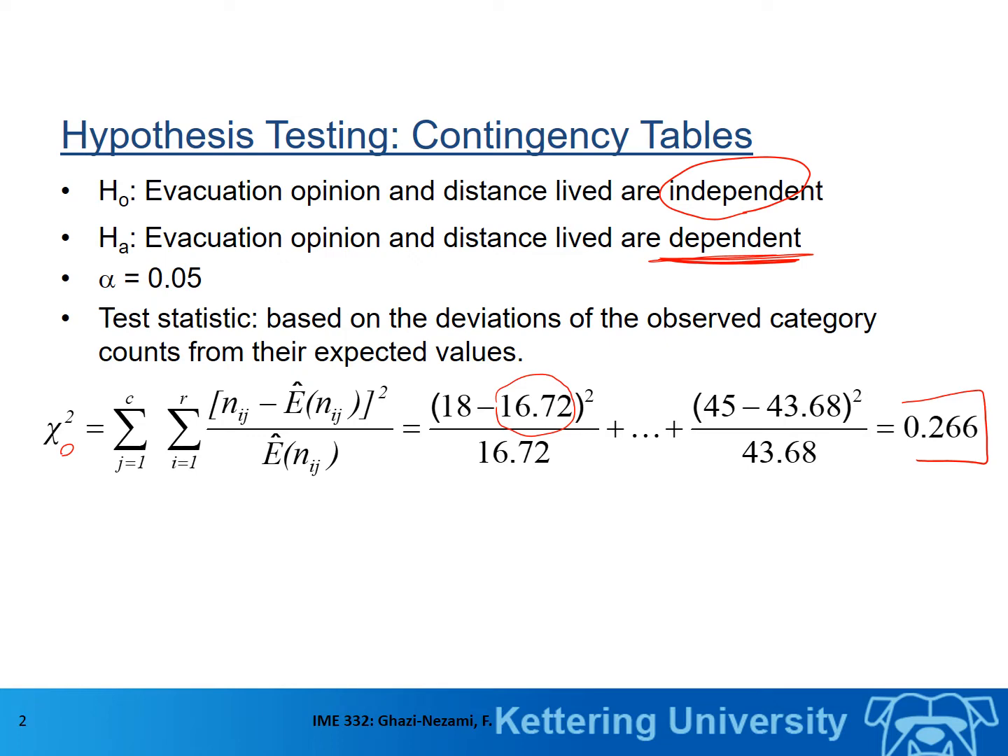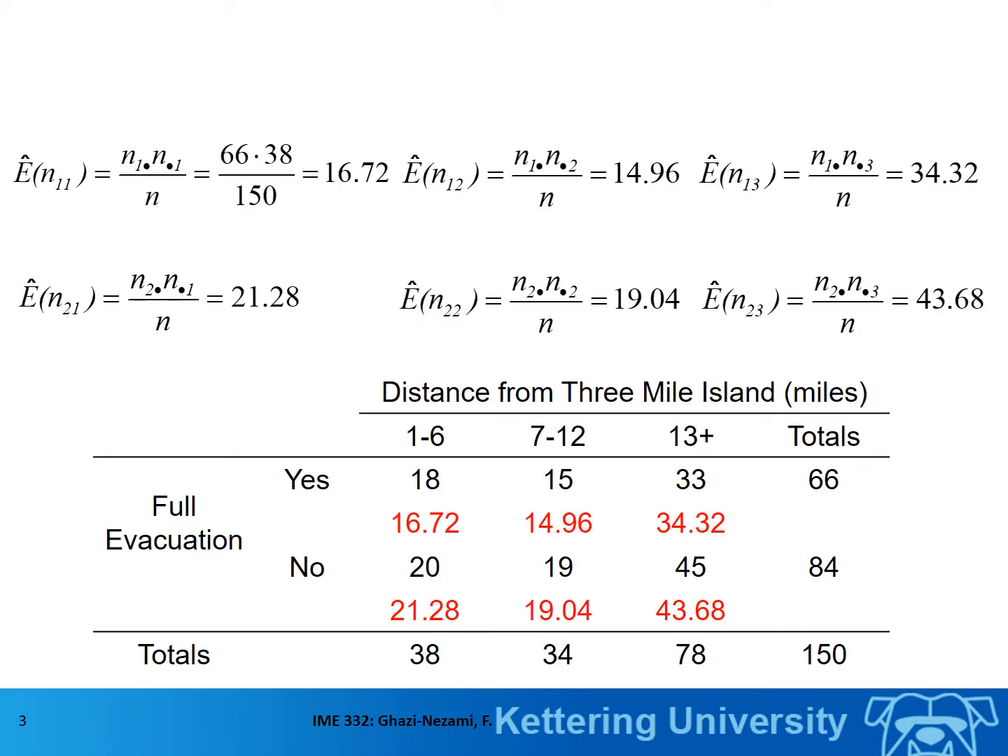In the next slide, I just want to show you the details of this calculation and how I have calculated the expected values in each cell. As you can see, I have calculated the expected values and shown them in red. For example, how did I come up with a value of 16.72? It is the expected value of row 1, column 1. Row 1 summation is 66 times column 1 summation 38 divided by the total number of observations, which is 150. And that is the value that you see over here: 66 times 38 divided by 150.